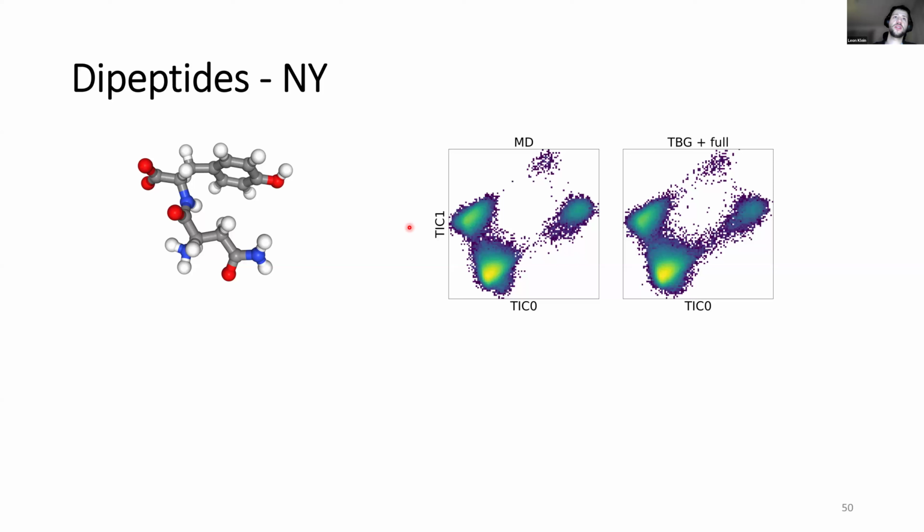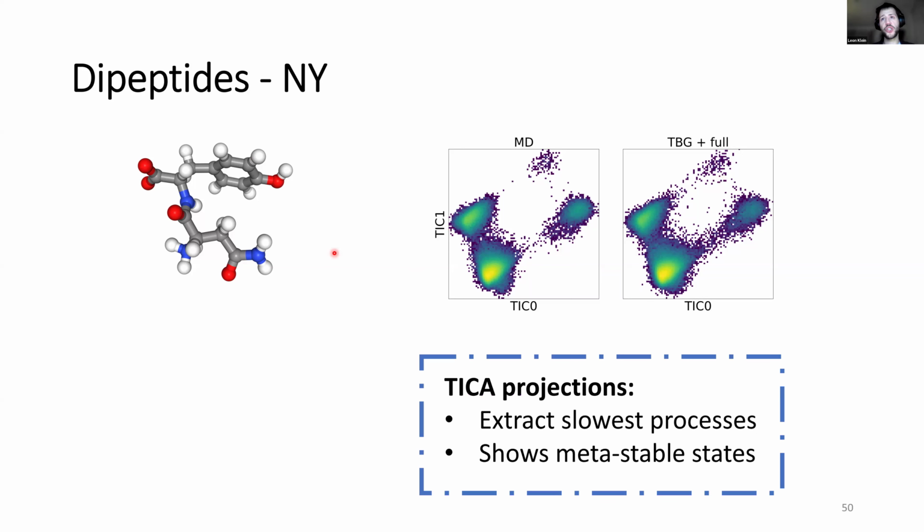So here's one example dipeptide. And what you can see here on the right are so-called TICA projections. These show the slowest processes and metastable states. You can think of them like PCA projections, but instead of projecting onto the highest variance, we are projecting onto the axis along which the slowest processes happen. So this means that transitions between these four metastable states here are very slow.